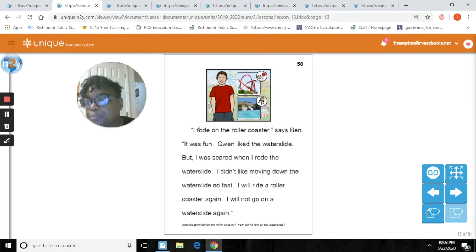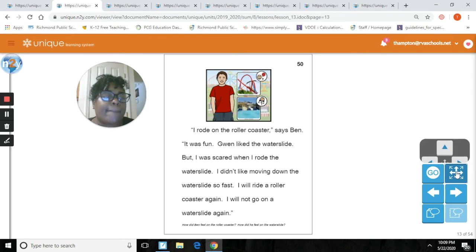All right. Now, I rode on the roller coaster, says Ben. It was fun. Gwen liked the water slide, but I was scared when I rode the water slide. I didn't like moving down the water slide so fast. I will ride a roller coaster again. I will not go on a water slide again.